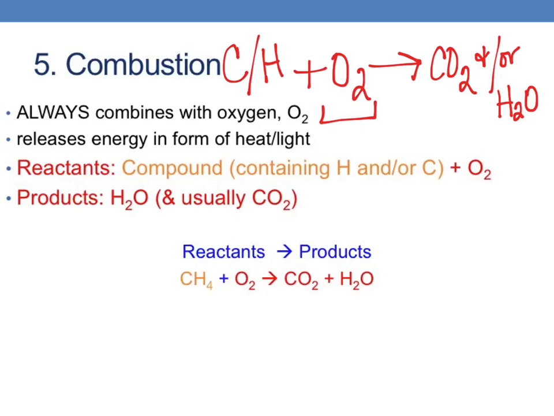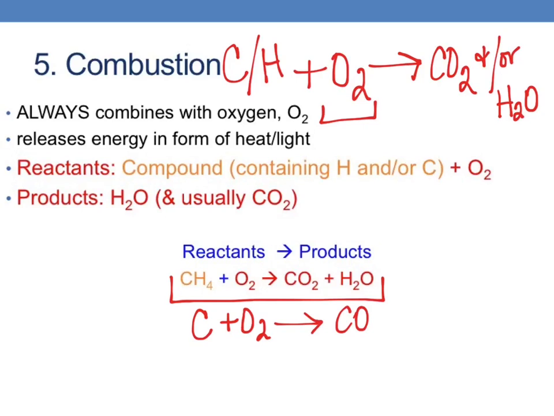So here we have a hydrocarbon. It contains carbon and hydrogen in my reactant, and then it reacts with oxygen and it produces carbon dioxide and water. If we had carbon and we reacted it with oxygen, we can get carbon dioxide. If you have hydrogen and you react it with oxygen, then you can get water. Okay, those are all forms that we can get.